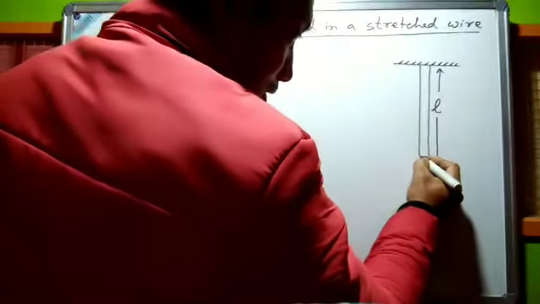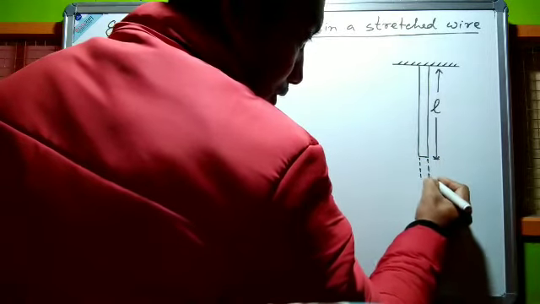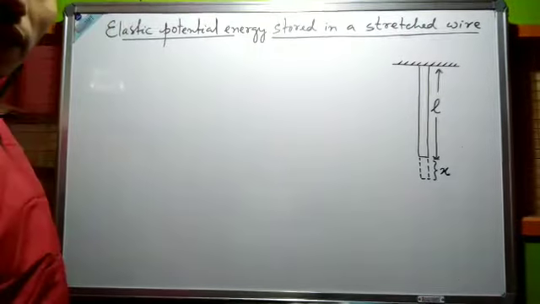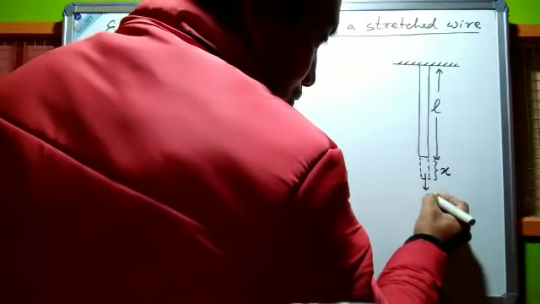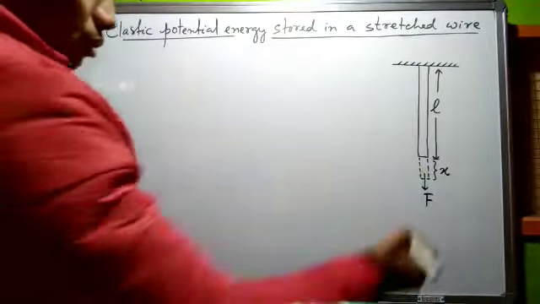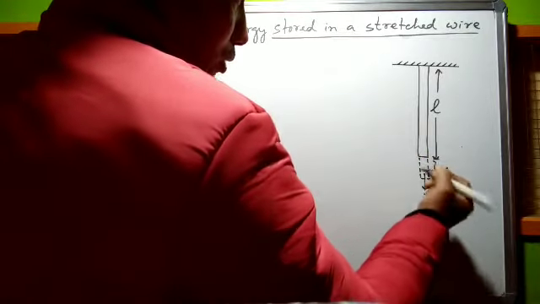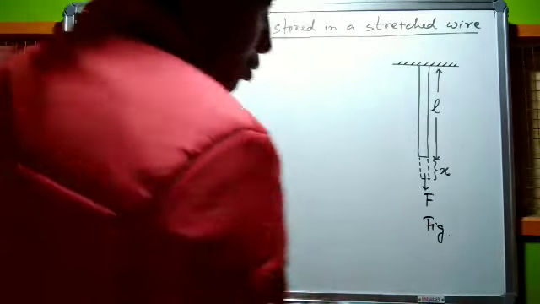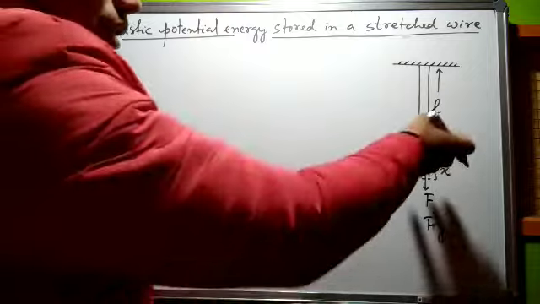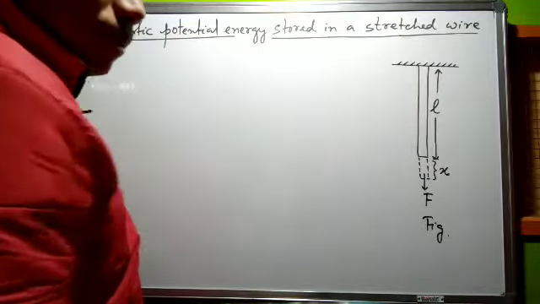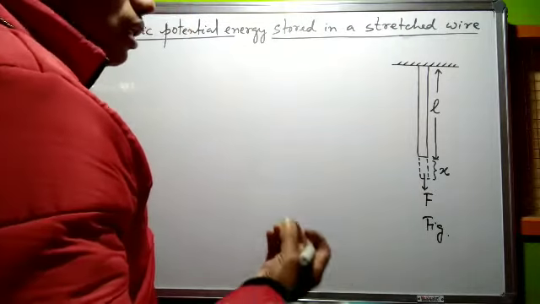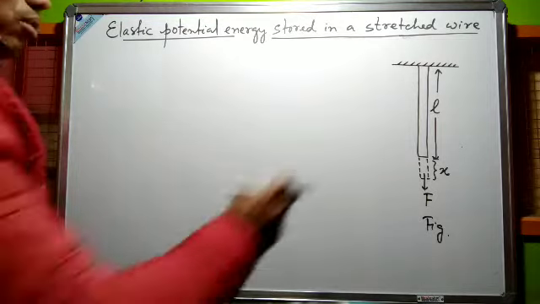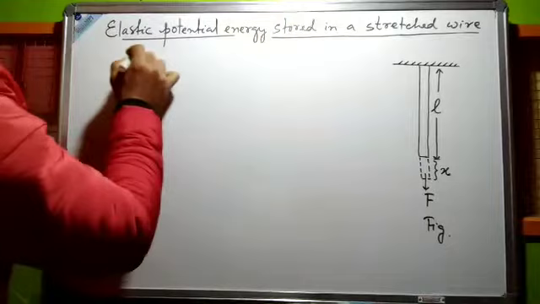Say X represents the increase in length of the wire under the application of the normal deforming force F. The area of cross section of the wire is capital A. See the figure here. While stressing the wire, some work should be done by the normal deforming force, and the amount of work done is equivalent to the elastic potential energy stored in a stressed wire.